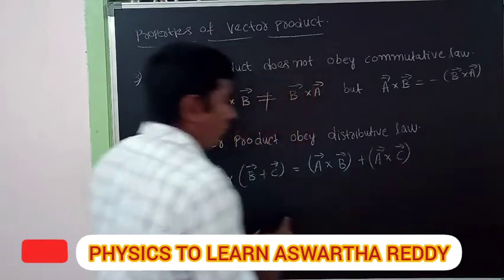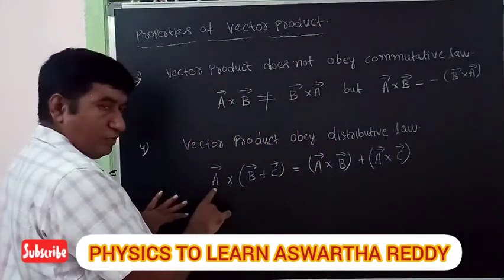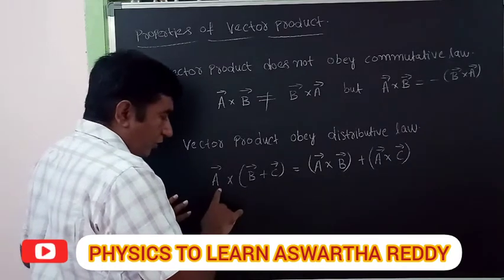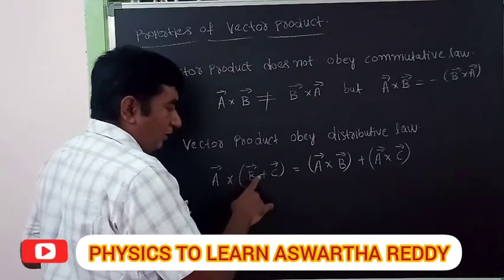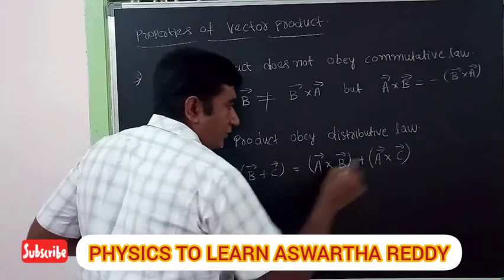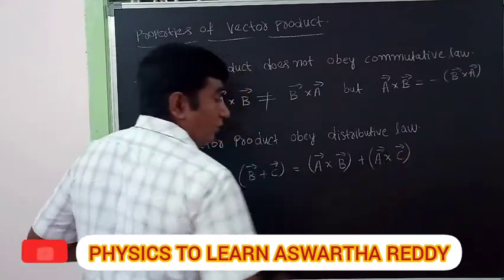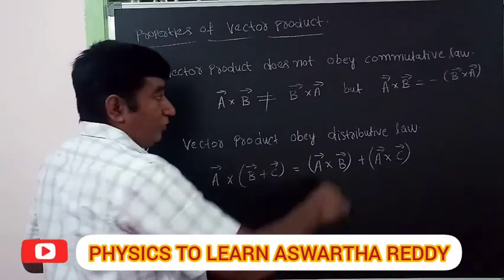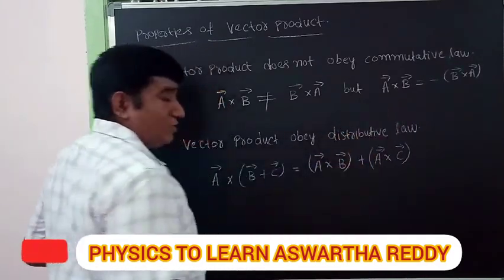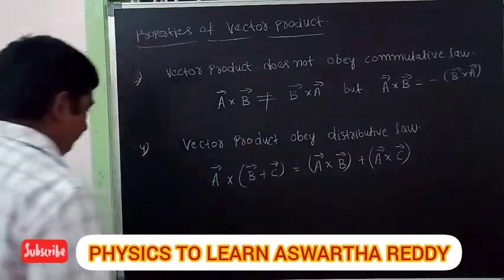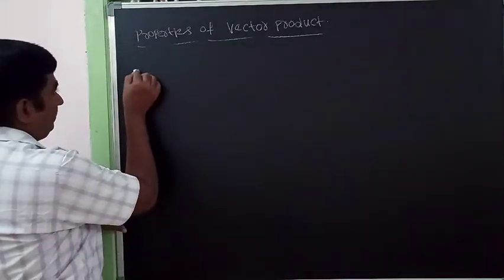Here we should not interchange. First we take the vector product with respect to A. We should write A vector cross B vector plus A vector cross C vector. Then only it will obey. You should not write C vector cross A vector, because A vector cross B is not equal to B vector cross A, then it changes the direction. Next one, I think the sixth one.